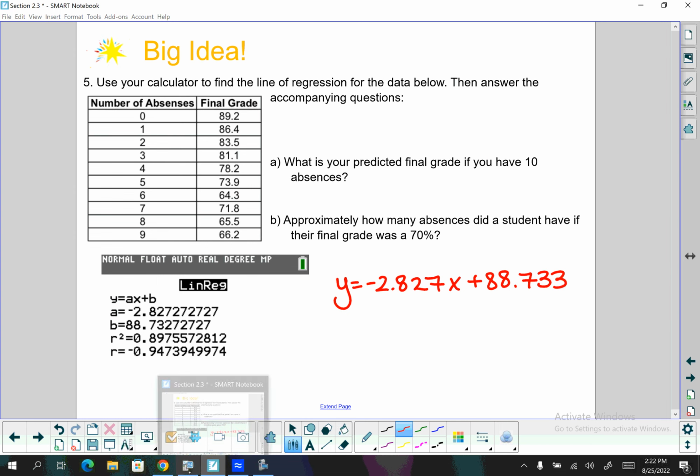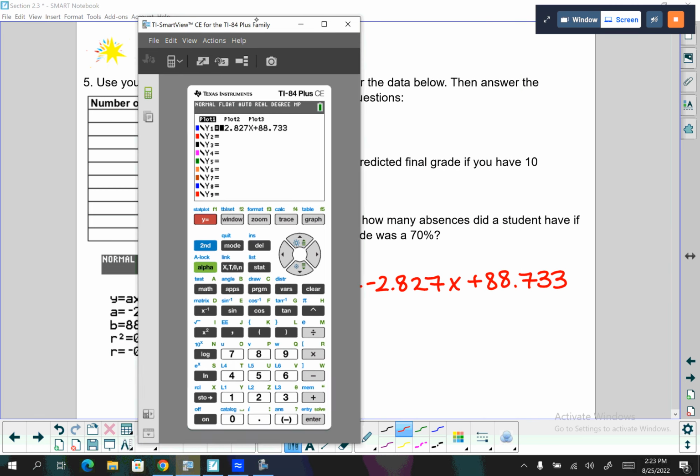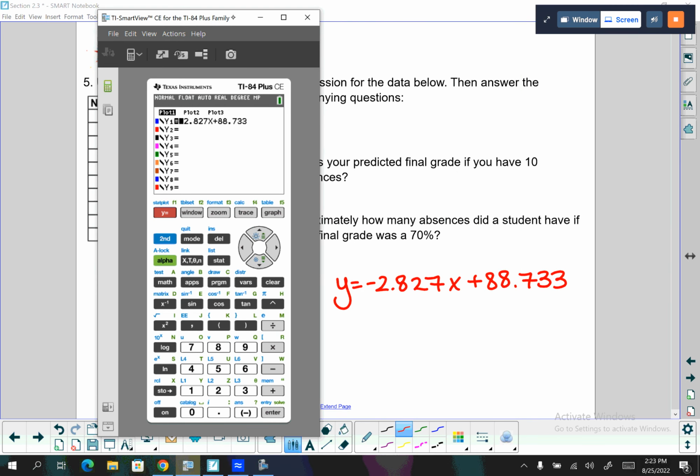Back to our calculator. We're going to go into y equals. In y1, I want you to type the equation we just found. Move that over a little bit. In y1. And then I want you to turn your plot on. My plot is on because it's highlighted. If your plot is not highlighted, it's not on. So you go up, hit enter to highlight it, and go back down.